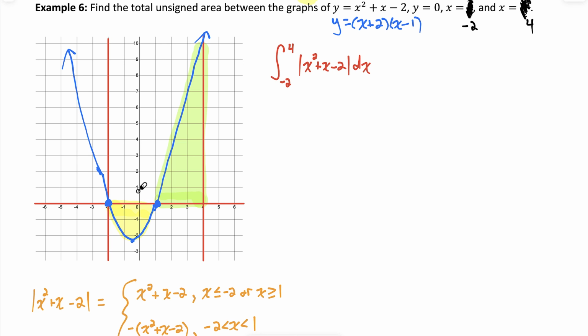All right, now that I know the piecewise equations, I know that between negative 2 and 4, I'm going to have to use two different equations. Between negative 2 and 1, I'm going to have to use negative 1 times the quadratic. But then after 1, so between 1 and 4, I can use the normal quadratic. So let me separate my definite integral into those two definite integrals. The first one from negative 2 to 1 of the negative version of the quadratic, so negative x squared minus x plus 2. And then from 1 to 4, I can use the normal quadratic.